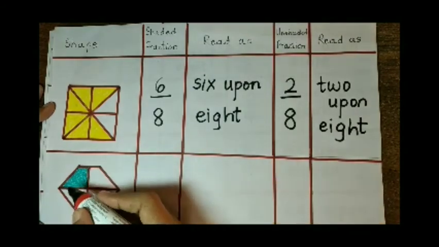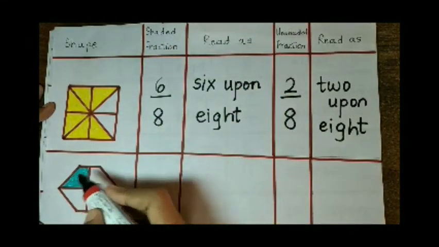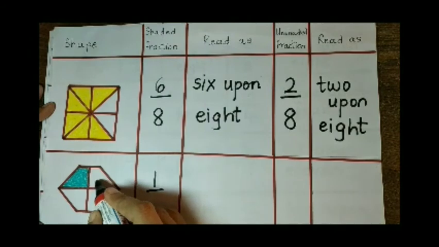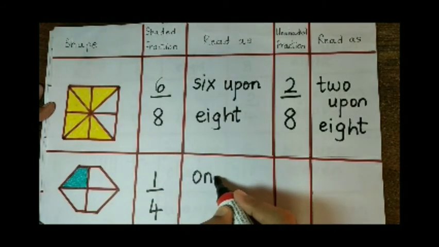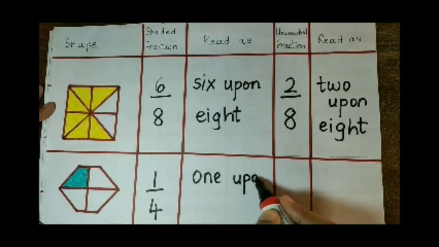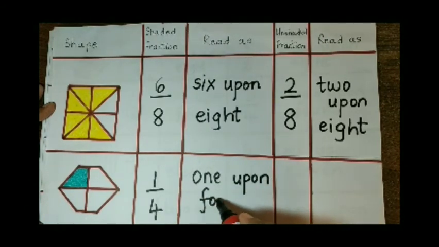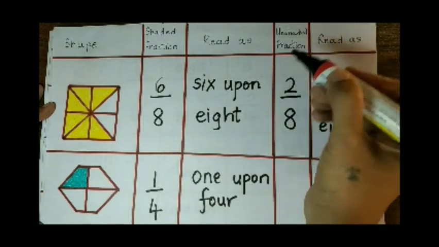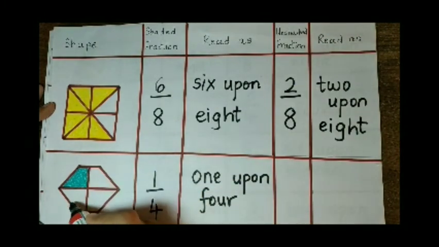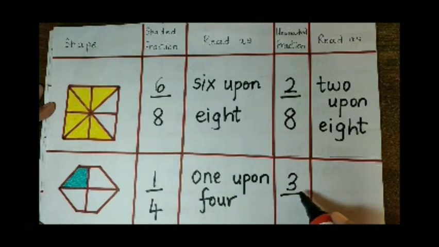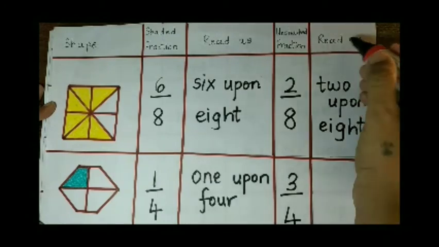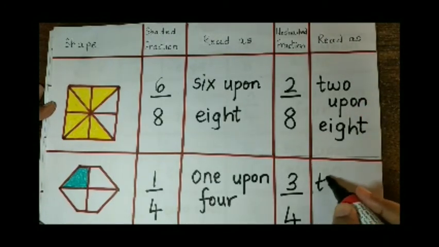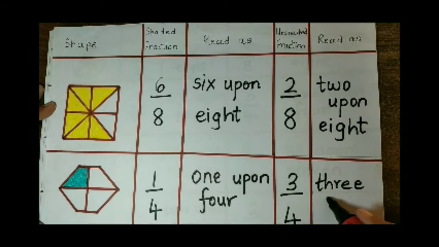Now the next shape, shaded fraction 1. So 1 upon all the parts 4. So 1 upon 4, we read it as 1 upon 4. Now unshaded fraction 1, 2, 3, 3 parts, and parts in all 1, 2, 3, 4, so 4. We read it as 3 upon 4.